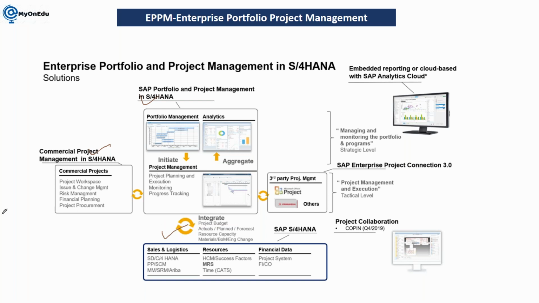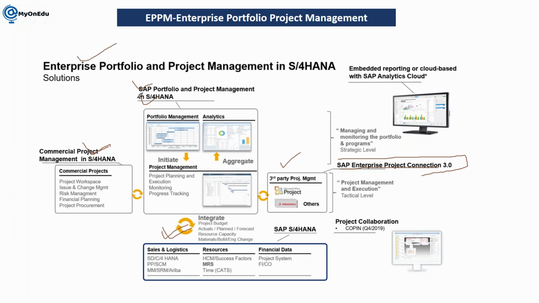Okay, licensing is separate. For Commercial Project Management, some functionality is separate, and for PPM it is the same. After Portfolio Project Management, Commercial Project Management, and Project System, there is one more module called EPC, Enterprise Project Connection. We use this module to integrate SAP Project System with Primavera and MSP. So this helps us integrate PS and MSP or Primavera. After S/4HANA 2020, this module is also included as a part of EPPM.